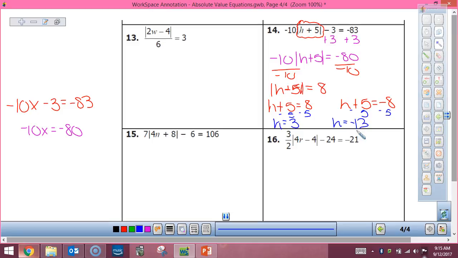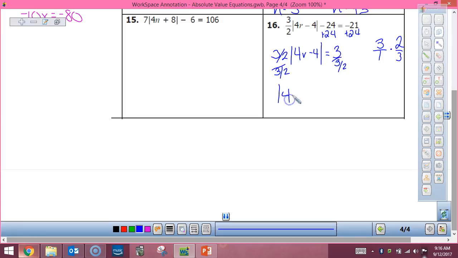All right, so we better look at 16. What do we do first? All right, so how am I going to move it? Add 24. So 3 halves times the absolute value of 4r minus 4 equals 3. Now what? Divide by 3 halves. So that means we have 3 over 1 times 2 over 3, because we have to take the reciprocal. Now I have the absolute value of 4r minus 4 equals 2. So we get 6 over 3 is 2.